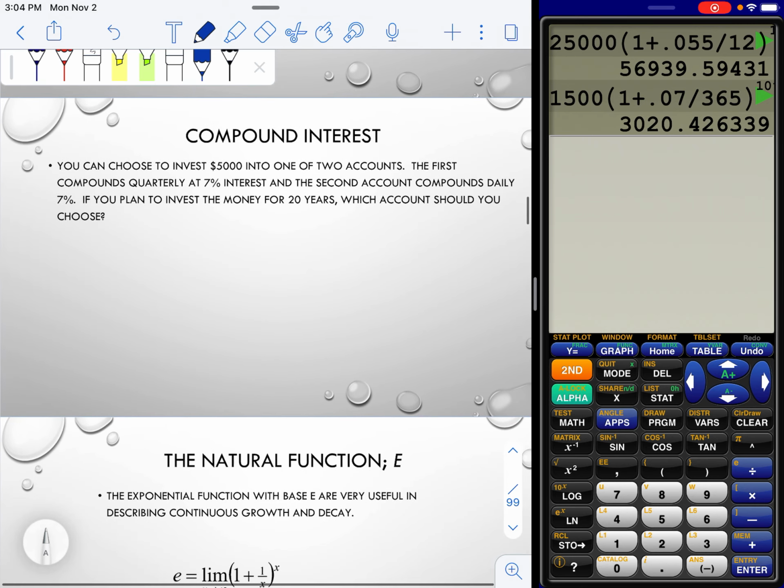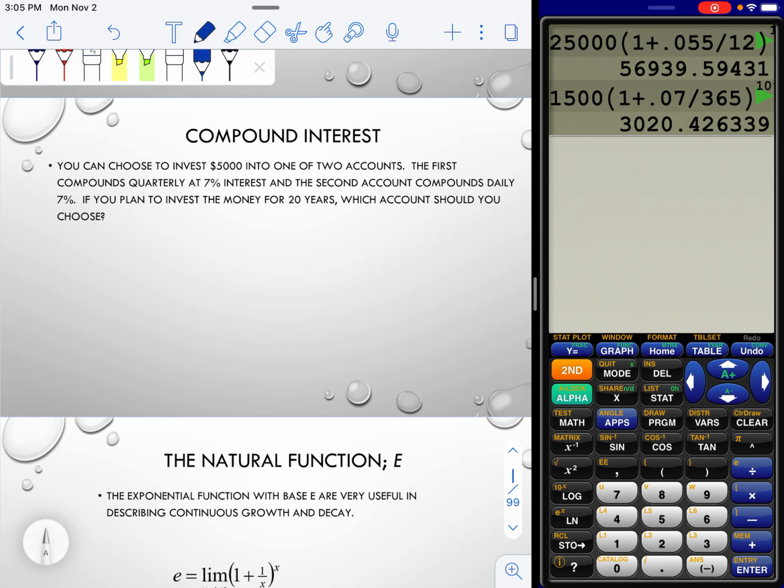This question here, you could answer a couple different ways. You could actually crunch the numbers, or you could just answer it according to what you know about how things are compounded. Let's read it and then we'll discuss. You can choose to invest $5,000 into one of two accounts. The first compounds quarterly at 7% interest. The second account compounds daily at 7%. If you plan to invest the money for 20 years, which account should you choose? Because these interest rates are the same, you want to go with the one that compounds more frequently. So you're going to choose the daily account.